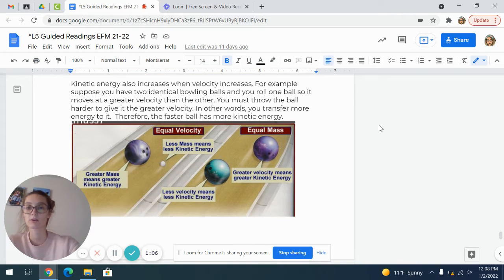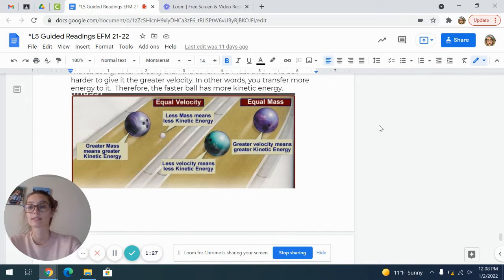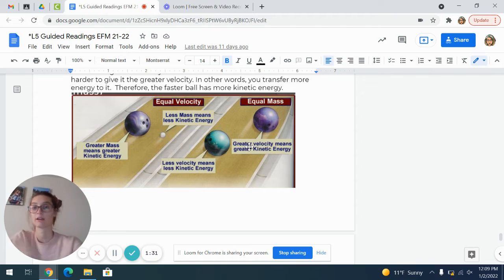Kinetic energy also increases when velocity increases. For example, suppose you have two identical bowling balls and you roll one ball so it moves at a greater velocity than the other. You must throw the ball harder to give it the greater velocity. In other words, you transfer more energy to it. Therefore, the faster ball has more kinetic energy. And you can go ahead and take a look at the photo here. We have the bowling ball versus the golf ball example, and then we have the two bowling ball examples.